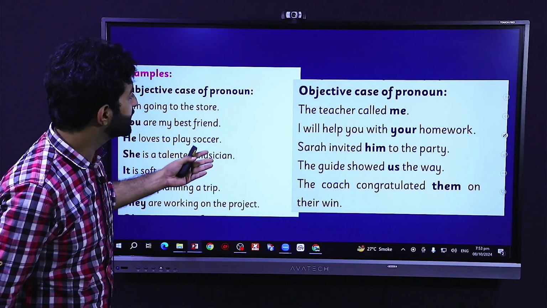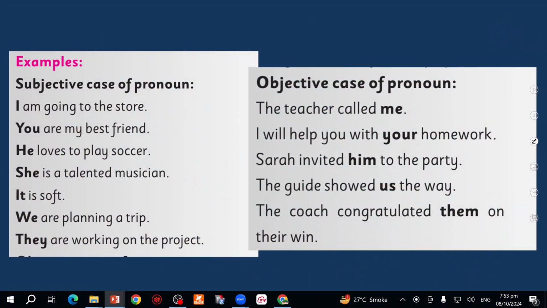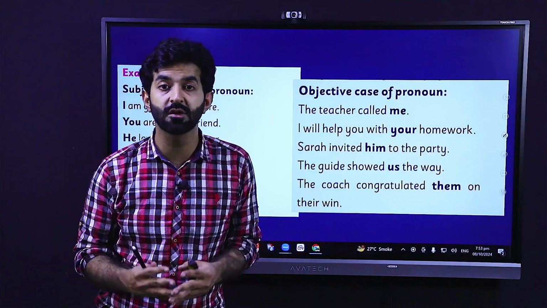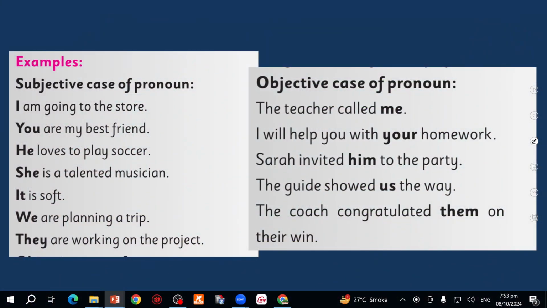Now here are some examples of both the subjective case of pronouns and the objective case of pronouns. Let's look at some exemplary sentences. I am going to the store. So, what is the subject? I. I is a pronoun and it is also a subject. So, this is a subjective case of pronoun. And you can find out the rest of them by yourself. They are in bold.